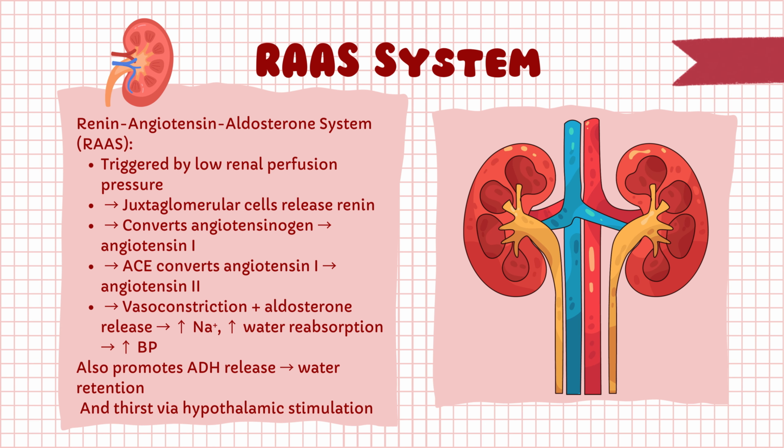For long-term control, your body turns to the RAAS system. A drop in renal perfusion or low sodium levels triggers the juxtaglomerular cells of the kidney to release renin. Renin converts angiotensinogen from the liver into angiotensin I. ACE, mainly in the lungs, converts angiotensin I into angiotensin II. Angiotensin II causes vasoconstriction, which increases TPR; stimulates aldosterone, which promotes sodium and water retention; and stimulates ADH release and thirst, which increases blood volume. All of this leads to a gradual increase.